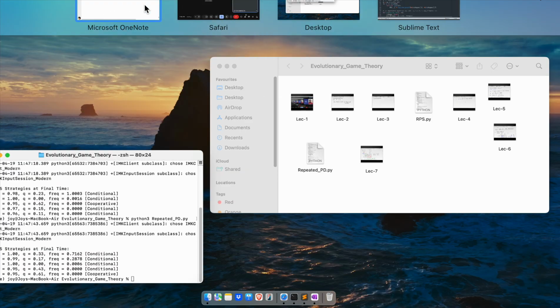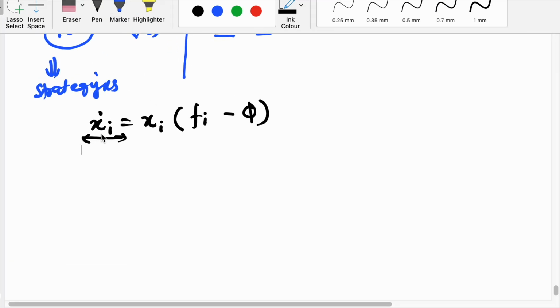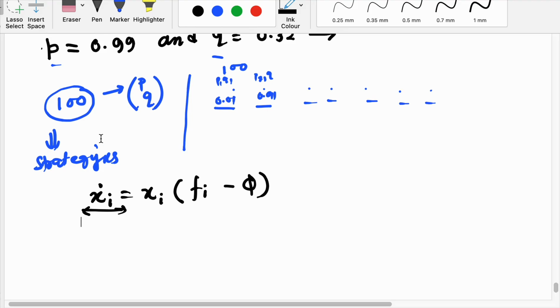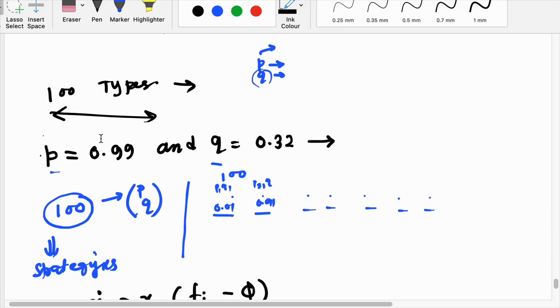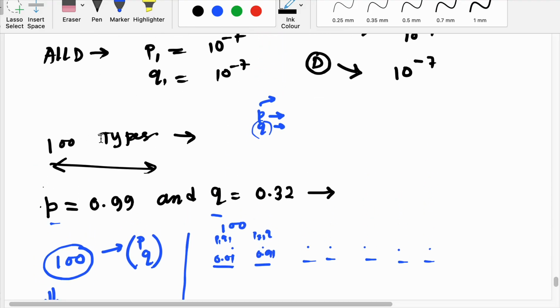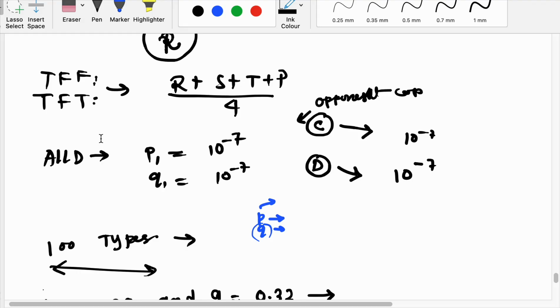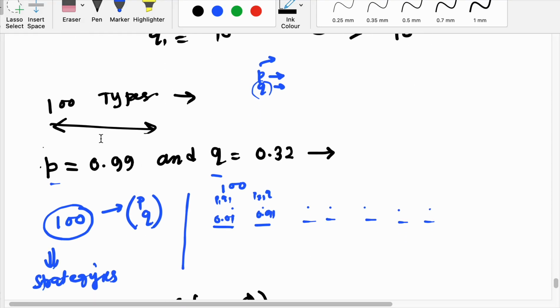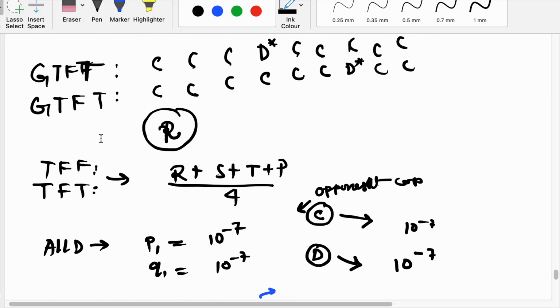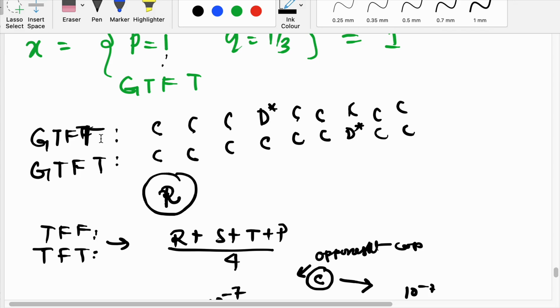Yes, and now since there are 100 strategies, 100 values of the p's and q's, it is quite possible that 10 individuals may be playing TFT with some other strategy. Others may be using some other strategy, so there could be many strategies they might be using. Yes, exactly, that is the case.